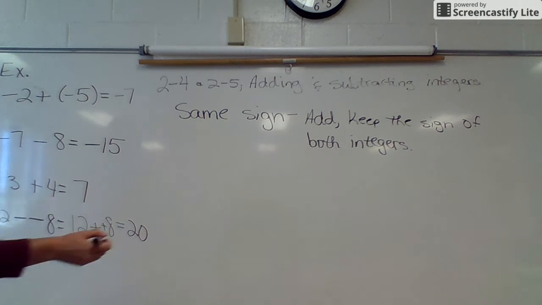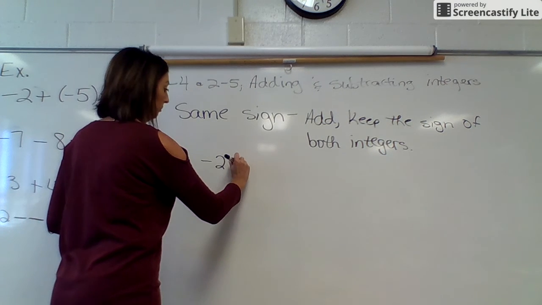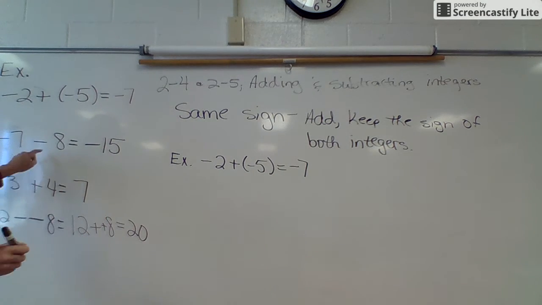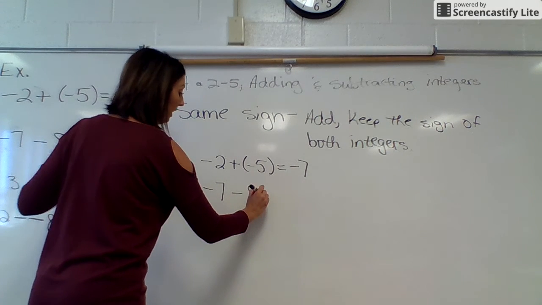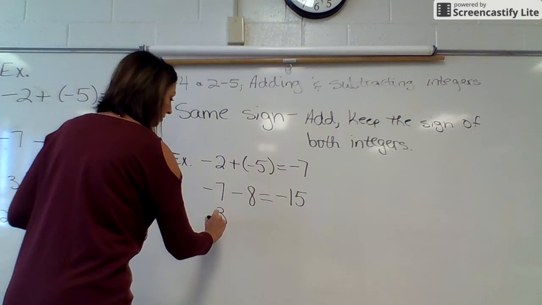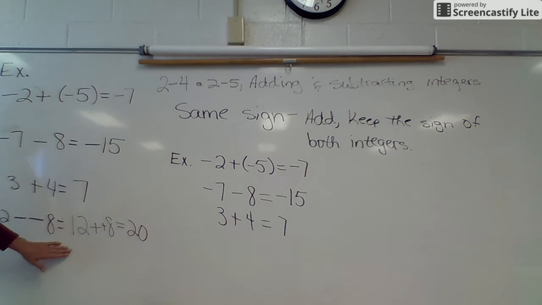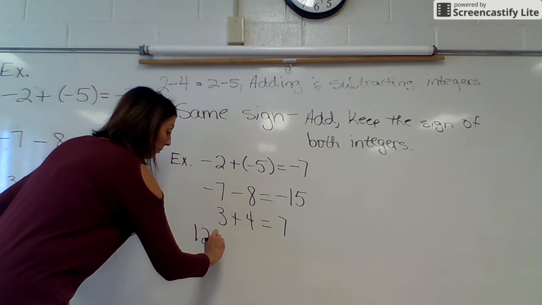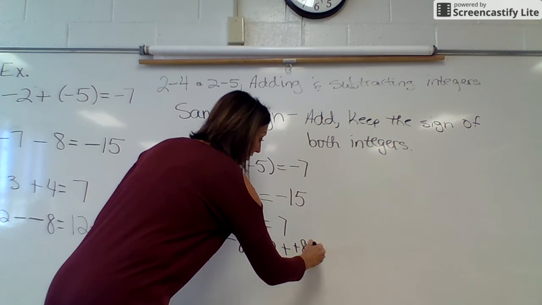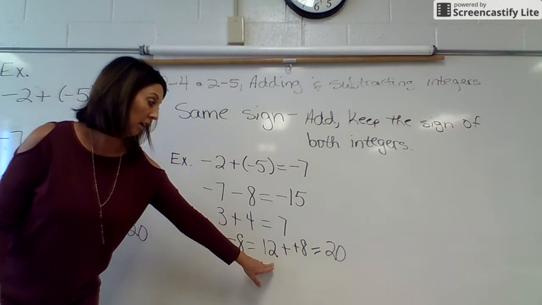Let's write our examples underneath there. Example: -2 plus -5 equals -7. -7 minus 8, even though that says minus, we still have to add. It was -15. 3 plus 4 equals 7. And we want to put all of this in here. We want to put the original problem, 12 minus -8, which actually equals 12 plus 8, or 12 plus a positive 8, which equals 20. So we're going to put it in there how it originally was, how it changes, and the answer.